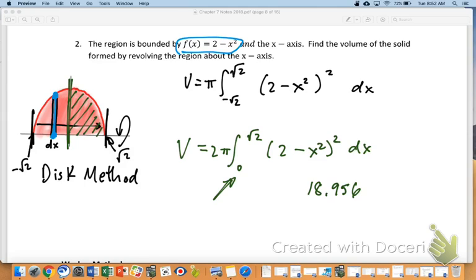Pi r squared. And guess what the washer method is, which is what comes next? Like washers, pi r squared minus pi different r squared. That's how you get the hole subtracted out. That's really all it is. So I don't want you to overcomplicate this or anything. Hopefully you've had fun with Play-Doh.